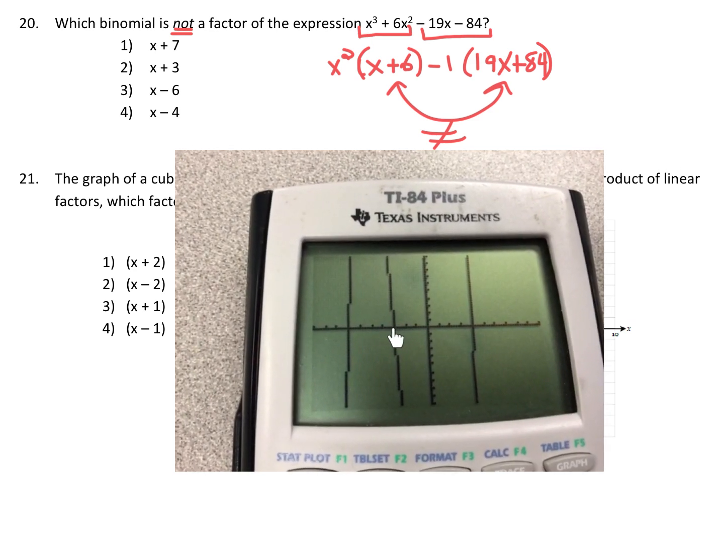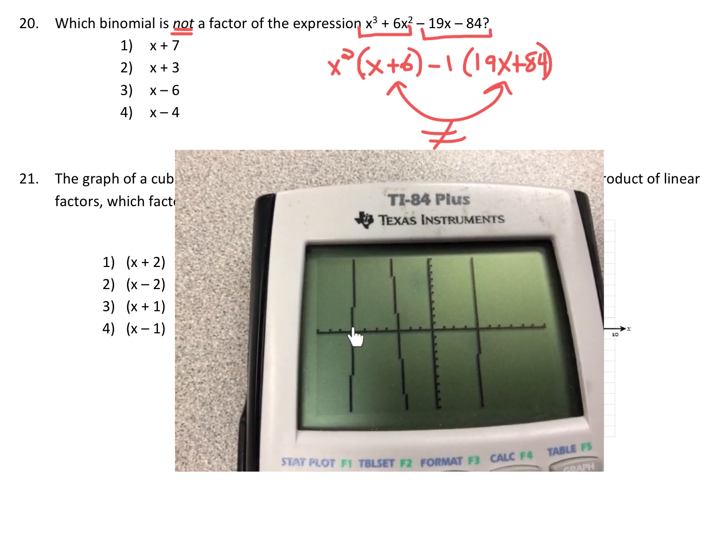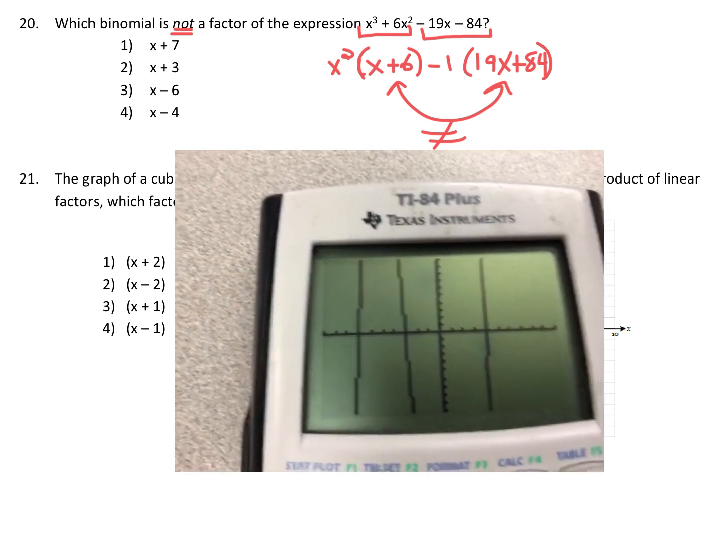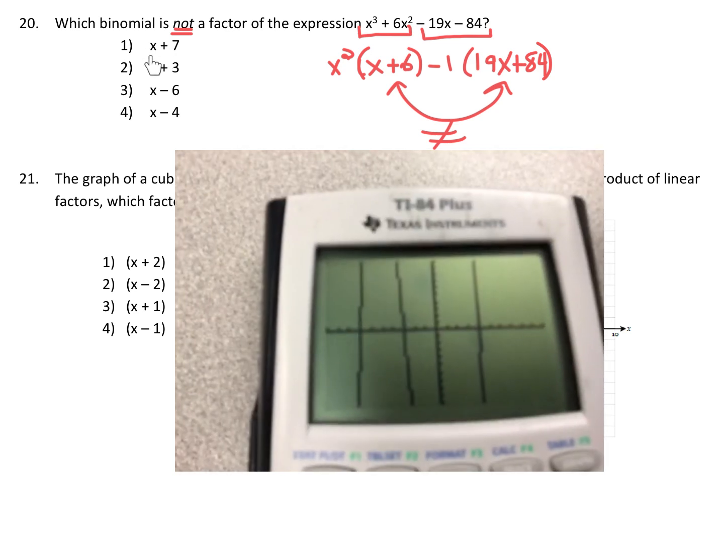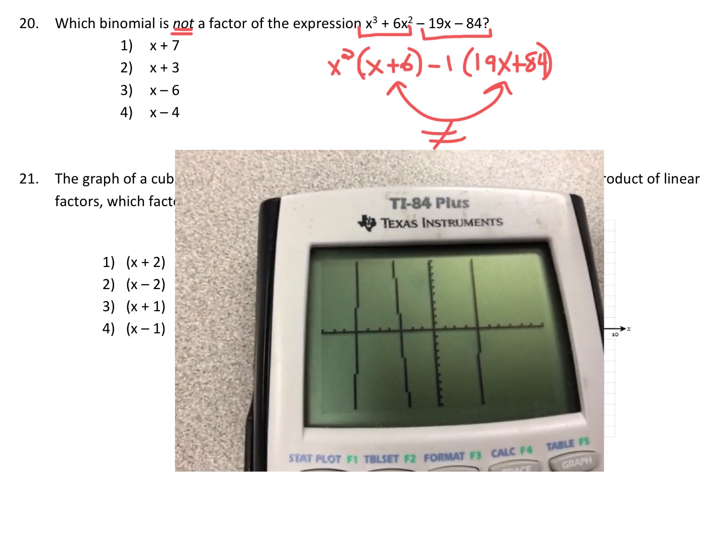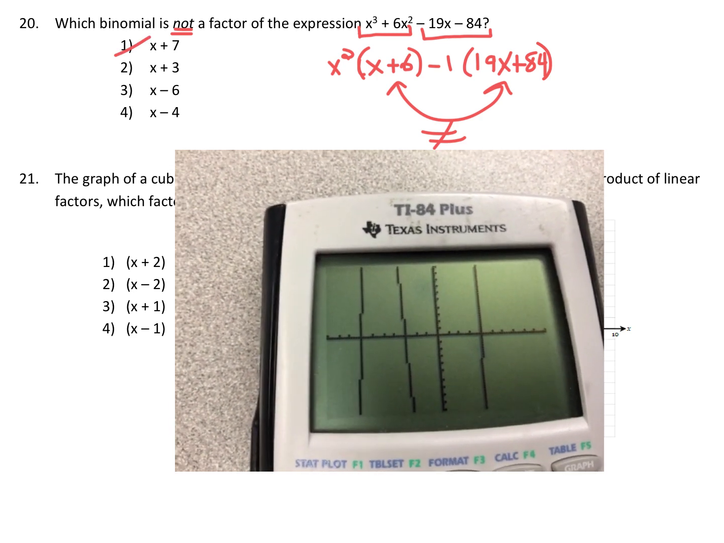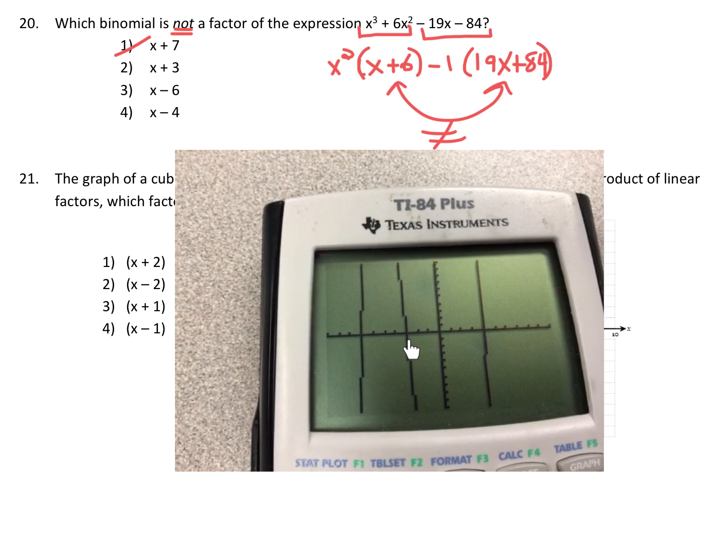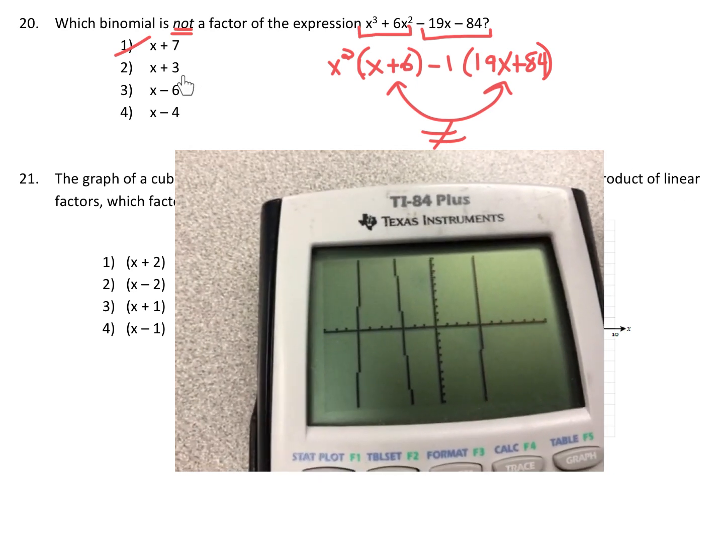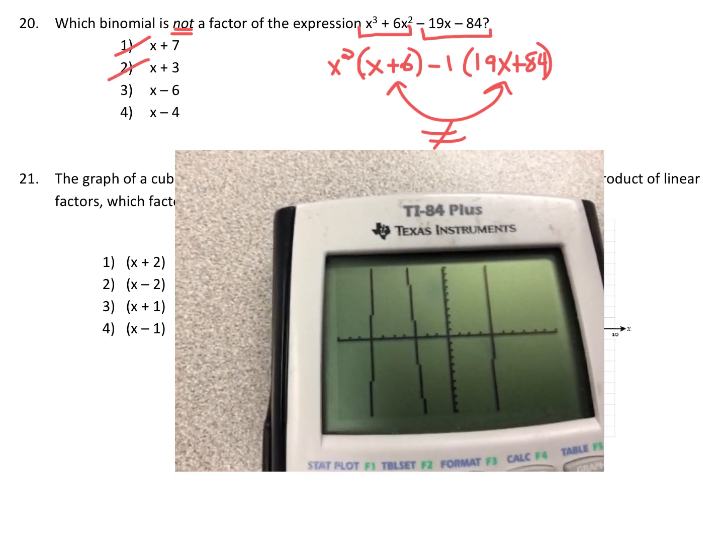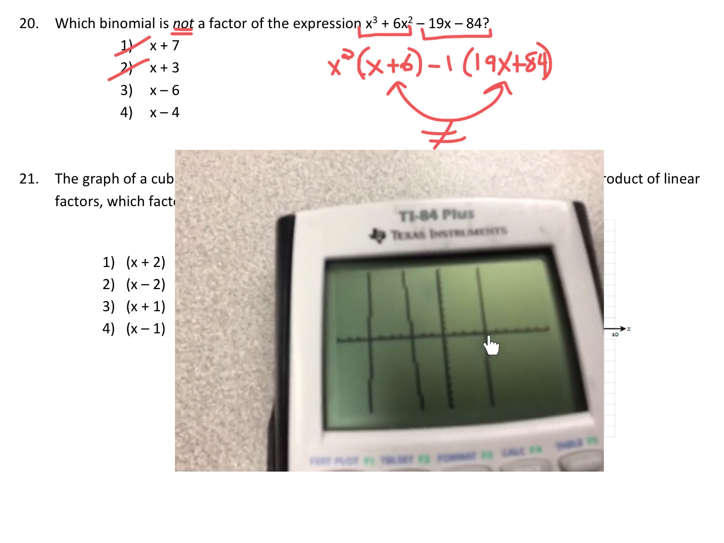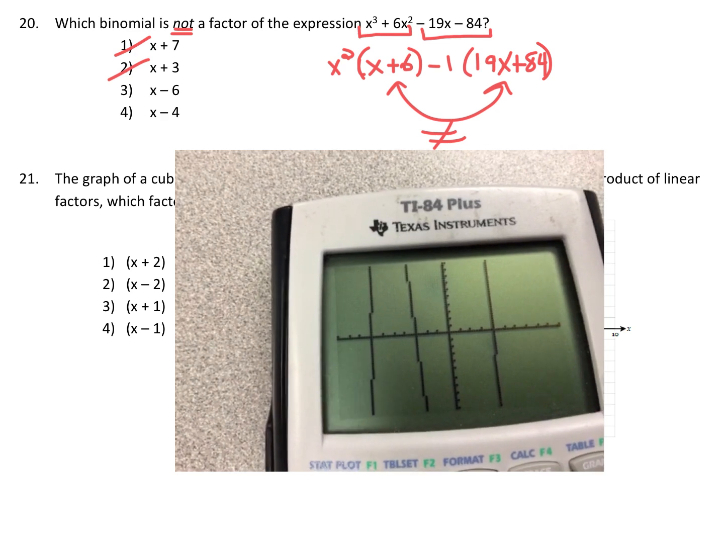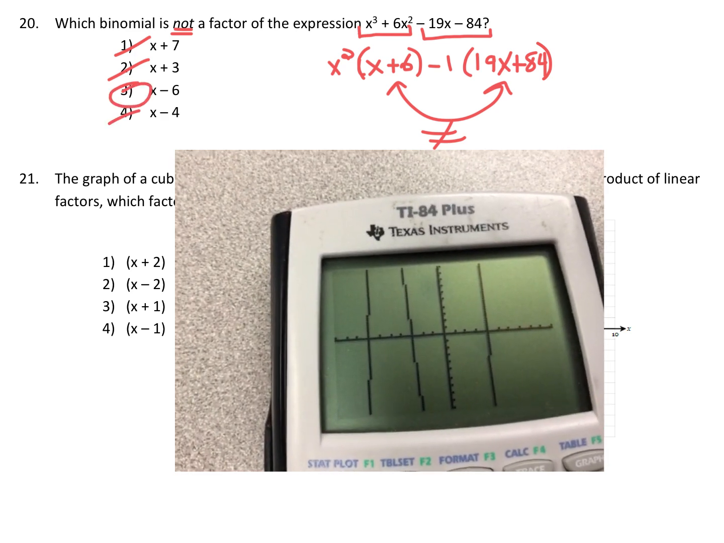Negative 1, 2, 3, 4, 5, 6, 7. So at x equals negative 7. So the factor that corresponds with that has the opposite sign, x plus 7. So choice 1 is not an answer. Right here at x equals negative 3 is another zero. So wouldn't the factor be x plus 3, which is what choice 2 says? And also over here at x equals positive 4. So the factor would have the opposite sign, x minus 4. So that's what choice 4 says. So choice 3 is your answer.